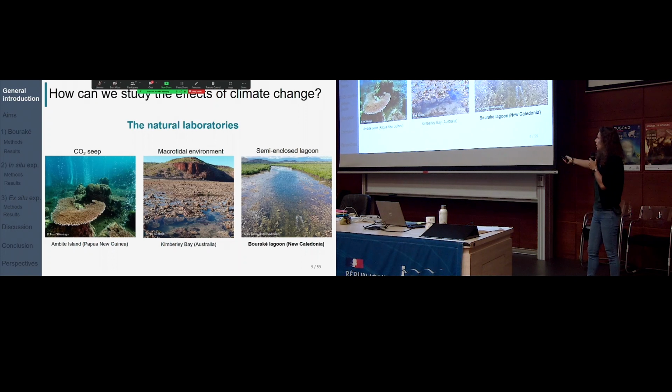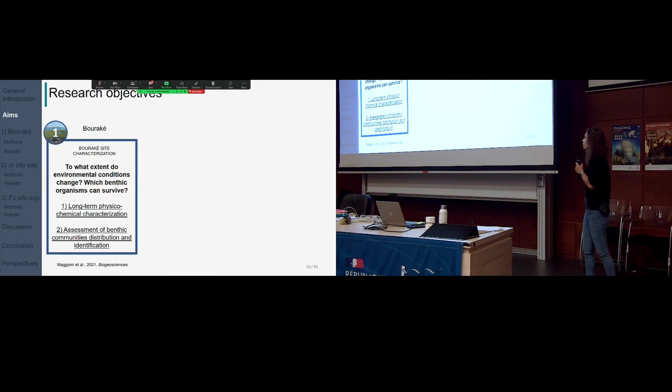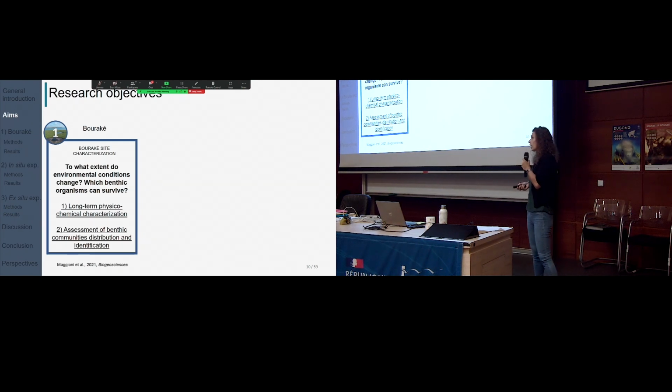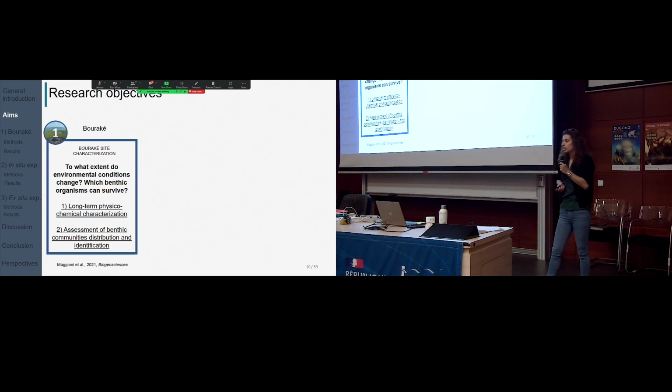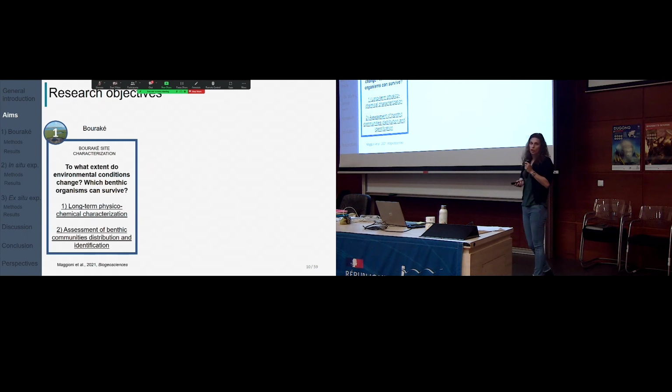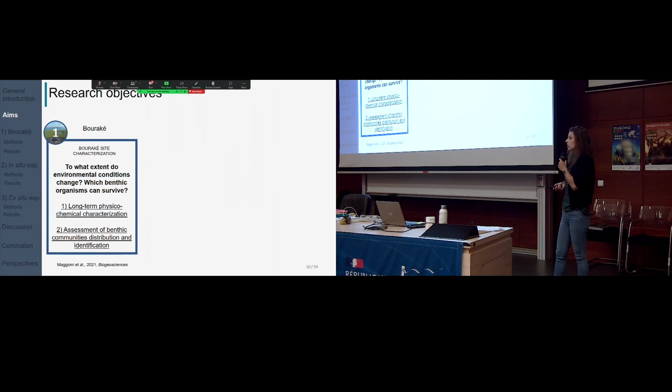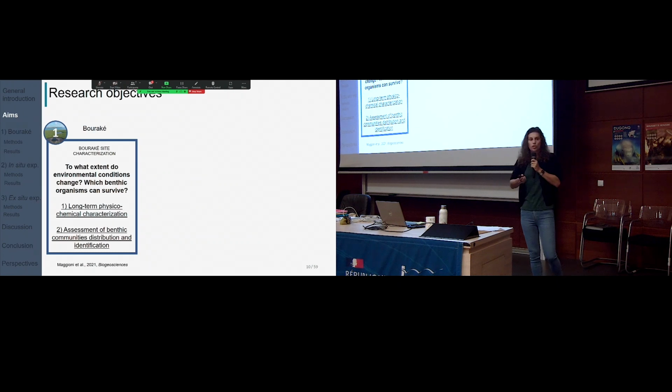Therefore, I divided my PhD into 3 aims. The first aim was to fully characterize the semi-enclosed lagoon of Bouraké, which has only been briefly monitored. Then I performed a long-term physicochemical characterization and an assessment of the benthic community. I started these aims during my master in 2018. And the results of these aims highlight that one sponge in particular, Rhabdastrella globostellata, is the most abundant sponge in Bouraké. Then I used this sponge species as a study model for my PhD.